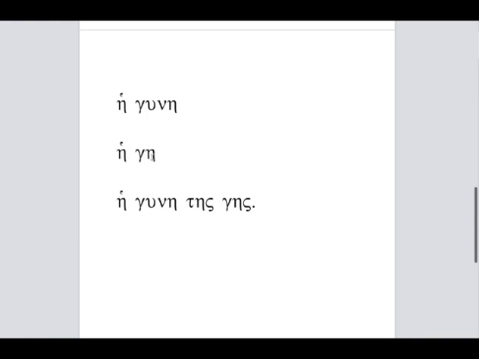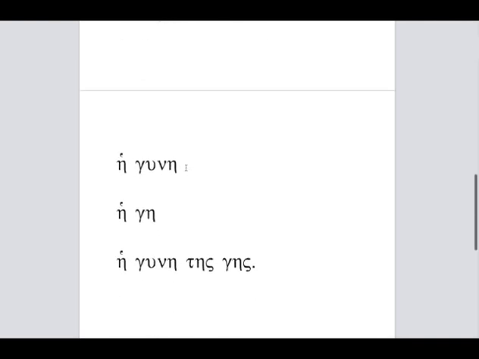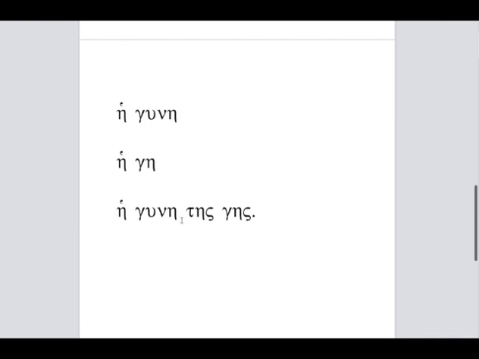Now if we take hē gē and put it in the genitive, right, so the eta and sigma, this is characteristic of the genitive for the singular feminine right here. That's the definite article. And we have hē gynē tēs gēs. This would translate as the woman of the earth. That's how you would translate this.